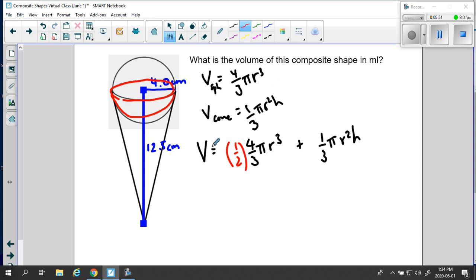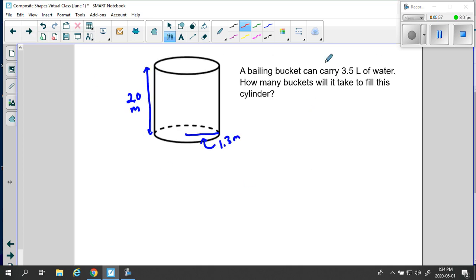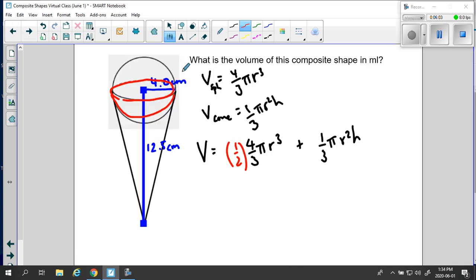I'm not going to finish it. I just wanted to point that out. Sometimes when you have shapes that are partially inside shapes, you can't double count the volume. This question says a bailing bucket can carry 3.5 liters of water. Actually, I'm going to go back and finish this one because I want to show you something else. What is the volume in milliliters?